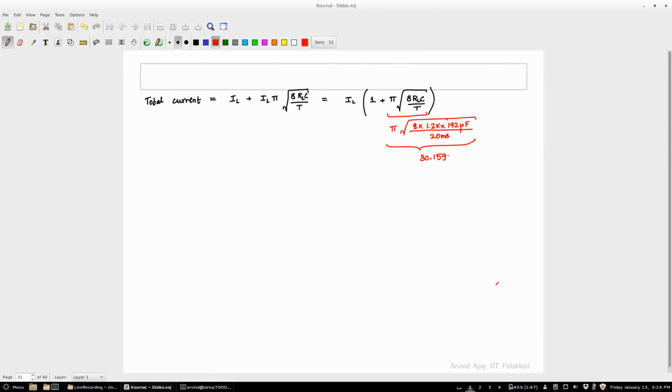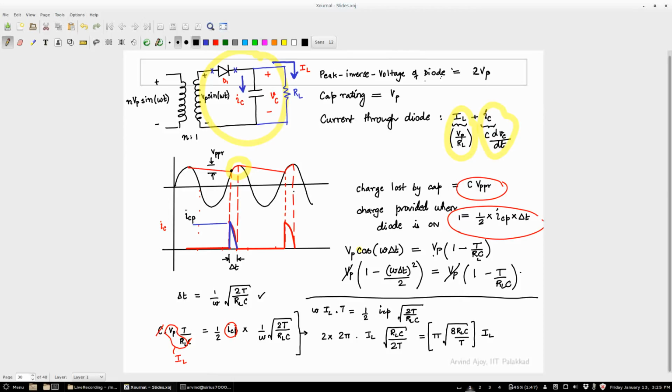So the initial very crude calculation also came to roughly the same thing, because I said RL into C about 12 times T. 12 into 8 is 100, root of 100 is 10, 10 into pi, around 30. Not bad. So basically the current through the device is 30, so the full current will be 31 times IL, and IL was in milliamps, that is 300 milliamps, so 0.3 amps. This particular number has a name. This is called the peak repetitive current rating.